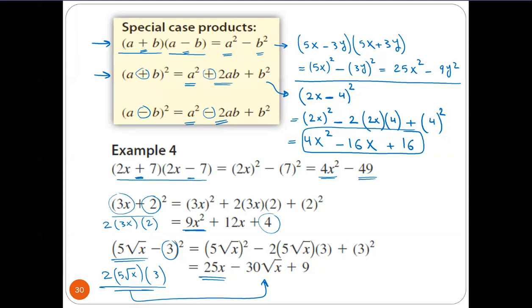Okay, I'll put another example. Okay, wait.